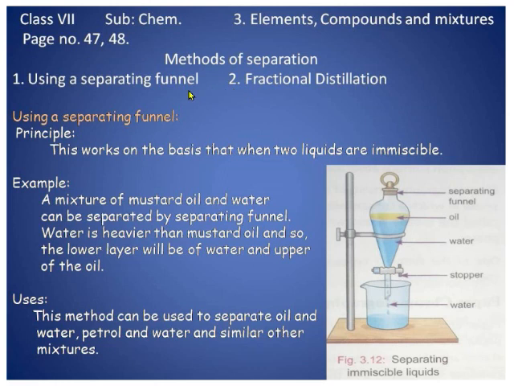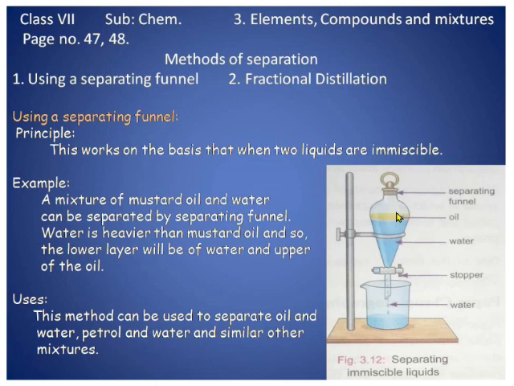Let us first start with using a separating funnel. This method is used when the two liquids in a mixture are immiscible. When the liquids do not mix with each other, they are called immiscible. For example, oil and water. Oil and water do not mix with each other, they form layers.